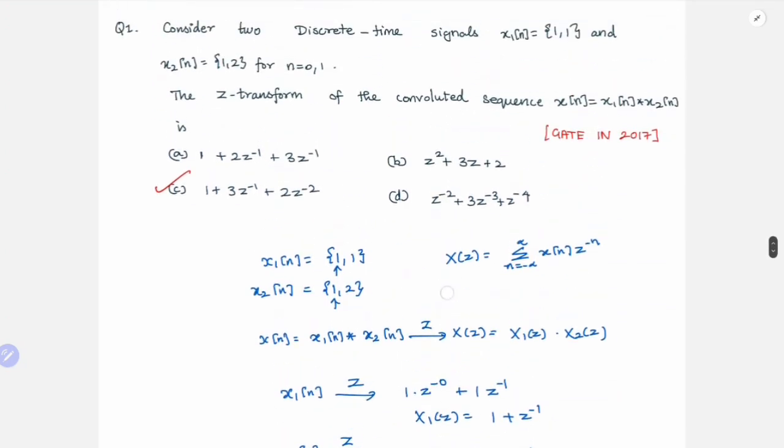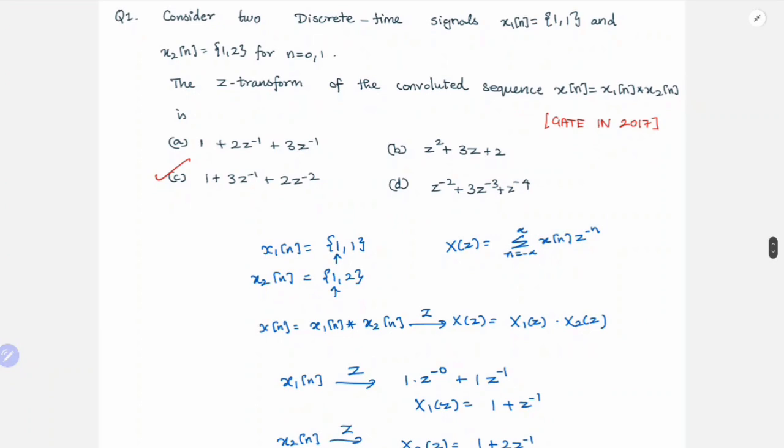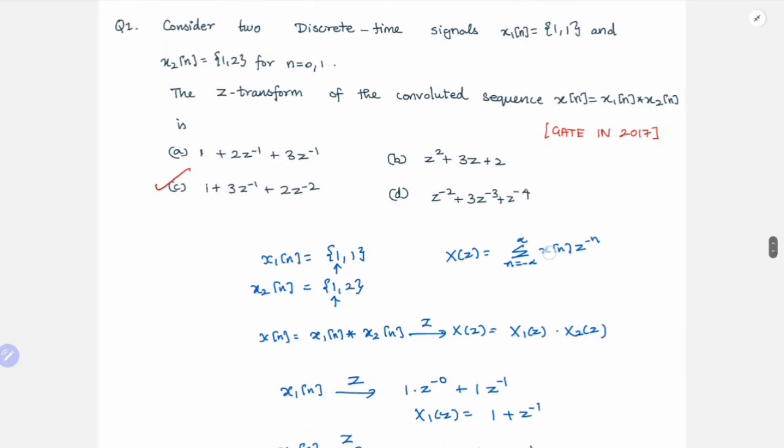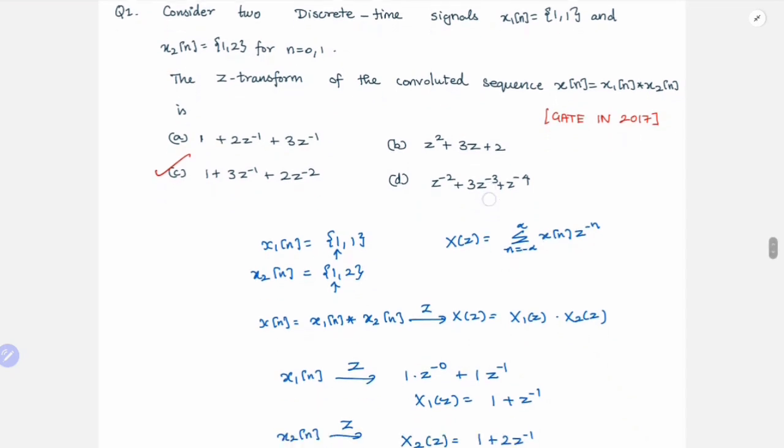Okay, this is the answer to the first question. I think in GATE they mostly ask simple questions based on the Z transform. Nothing complicated, but we should be accurate enough to give our answers. We should not make any silly mistakes.